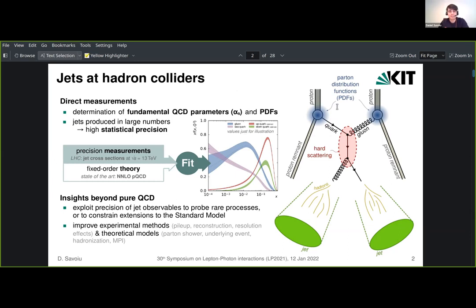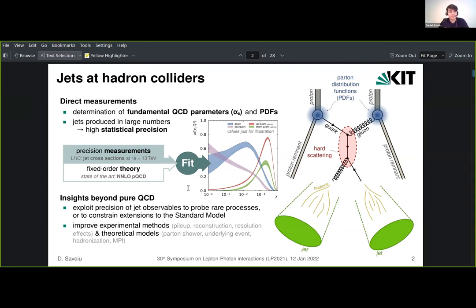And jets tend to be really very abundant at hadron colliders, so because of that, you get a high statistical precision with these measurements. And then if you combine these measurements, for example jet cross sections, together with fixed order theory predictions, which have also become quite accurate, so these are known to next-to-next-to-leading order in perturbative QCD right now, and you put them together in a fit, you can hopefully increase the knowledge of PDFs, which are shown here in this sketch. So that's one reason they're interesting.